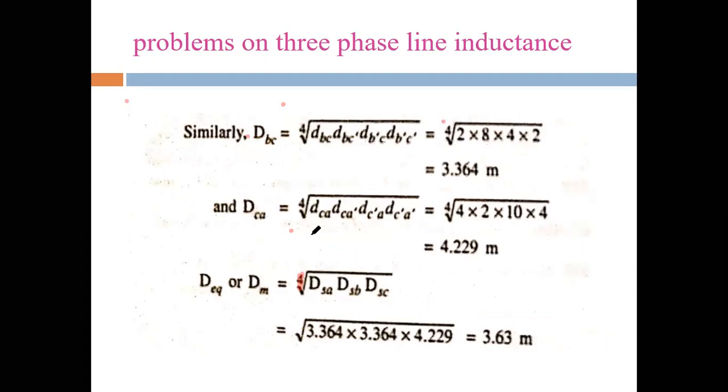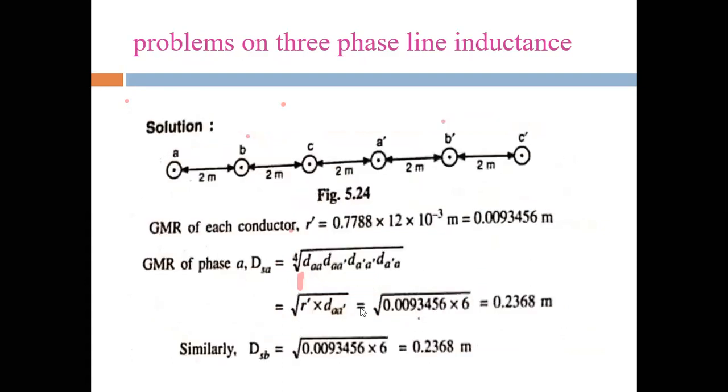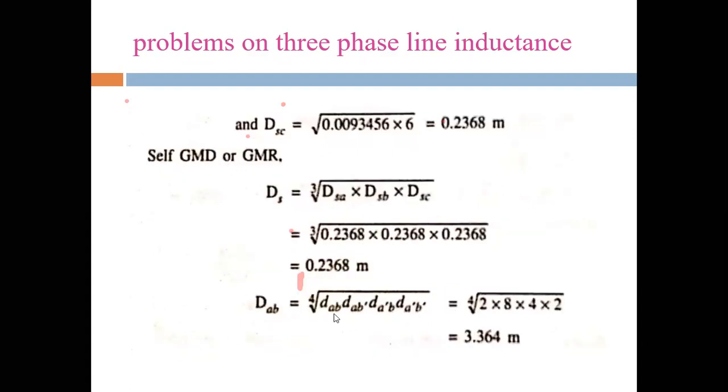In this case, DAB is AB, AB dash, A dash B, A dash B dash. What is the distance between A to B? A to B is 2 meters.